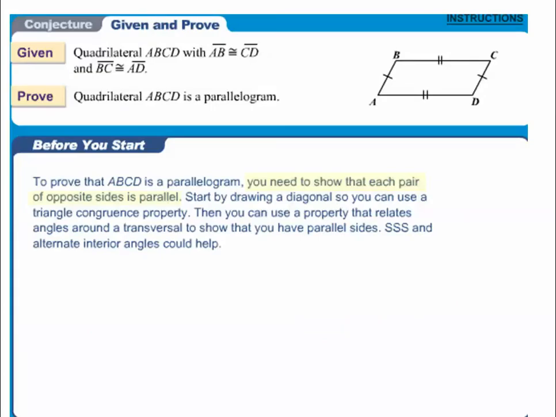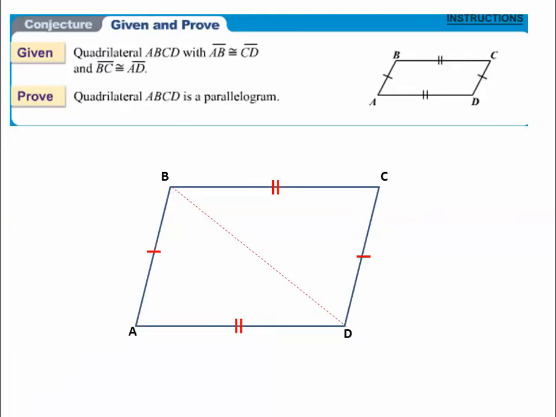Now then, I'm going to go through one proof here with you just to show you how you can use auxiliary lines to help prove your point. Like here we're going to prove that quadrilateral ABCD is a parallelogram. And you see here I highlighted in yellow, you can barely see it. It says you need to show that each pair of opposite sides is parallel. And we're going to start by drawing a diagonal so you can use the triangle congruence property. So there's a diagonal. It's going to look like that.